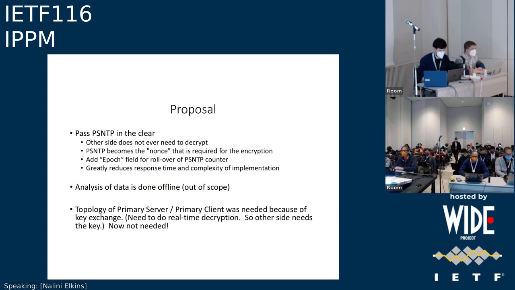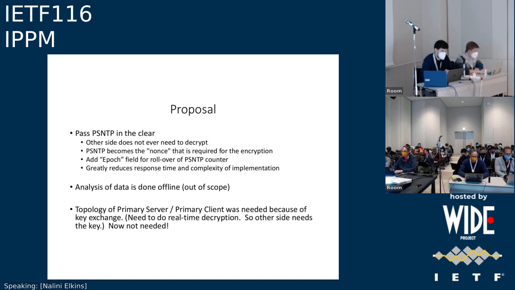This is a major simplification and restructuring, but I think it's really going to make things work for the long term. What we're proposing is that we pass PSNTP, the packet sequence number of this packet, in the clear, and you never need to decrypt it for the other side. He just sticks that into his last received field, and he knows what it is because it's clear. That also becomes the nonce needed for encryption. In the AEAD cipher suite that we're using, you need a nonce, so why not just use PSNTP, because that works out really well. We've added just one little field, an epoch field, for the rollover. Tommaso can explain that if you want.